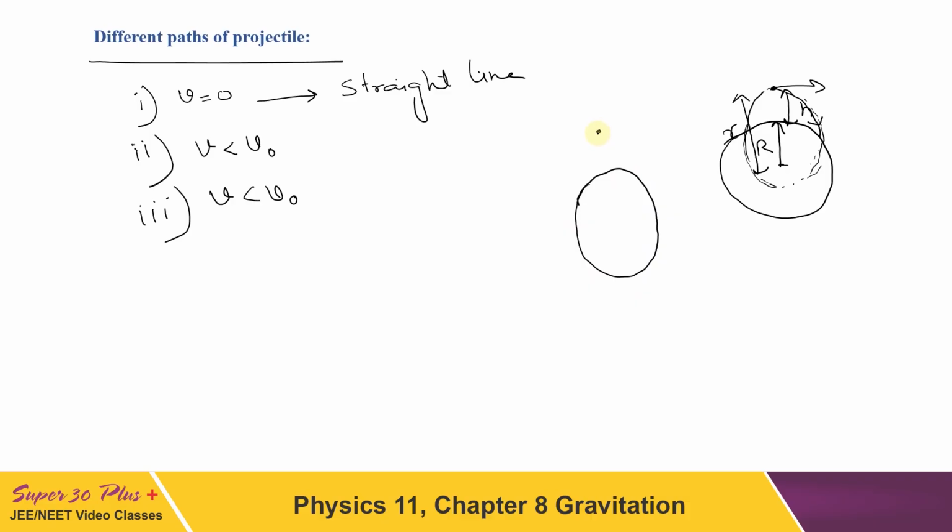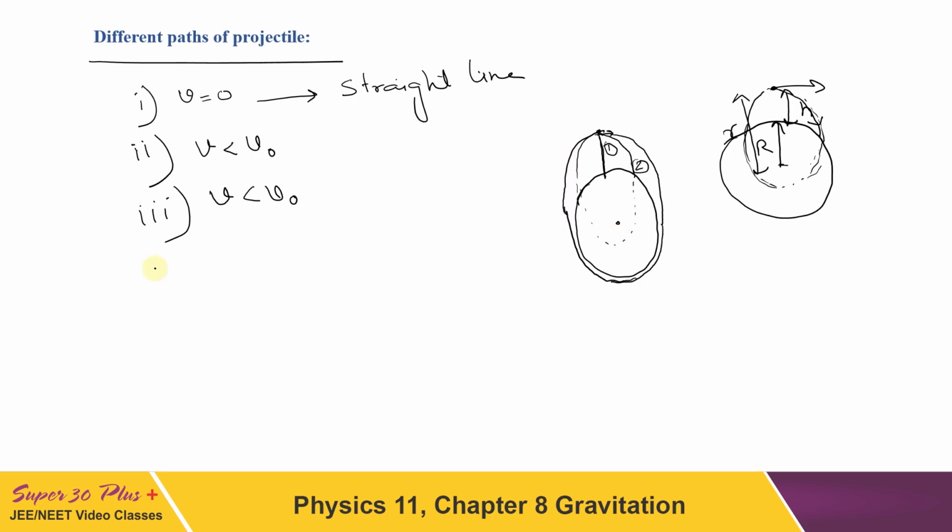For case 1, it has come straight down to the surface of Earth. This is our part 1. For part 2, the ellipse will be like this. This is the second case. The third, this time it is having this much of velocity. Again, the path is elliptical, but it is just touching the surface of Earth. So this is the third case, here being the center of Earth.